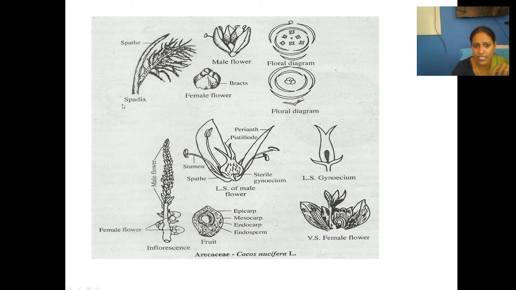This is the inflorescence spadix, and this is a male flower you could see in the top, and the female flower you could see in the base. And this is the diagrammatic representation, and this is a floral diagram. See the floral diagram, tepals also 3+3, and anthers also 3+3. Gynoecium, you could see the tricarpellary condition, and this is our fruit LS. Okay, this is the feature.